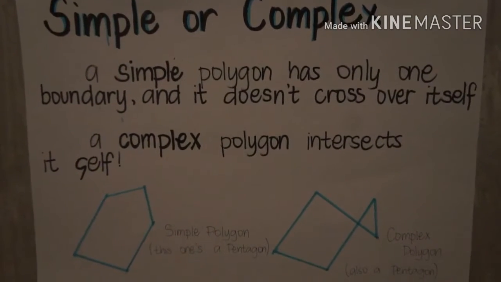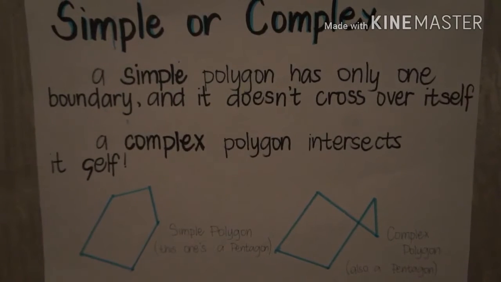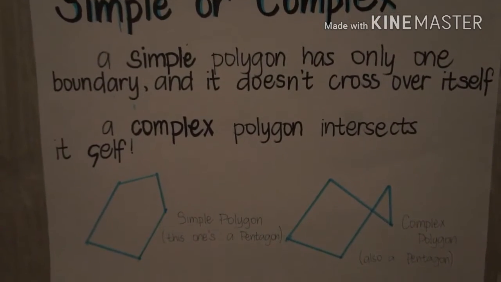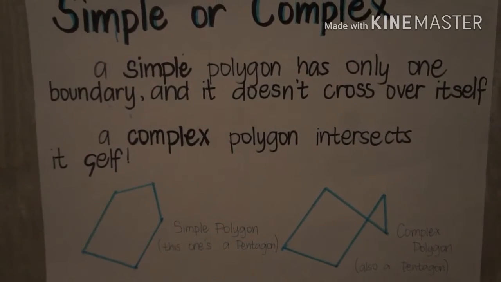The second is simple or complex. A simple polygon has only one boundary and it doesn't cross over itself. A complex polygon intersects itself. Many rules about polygons don't work when it is complex.